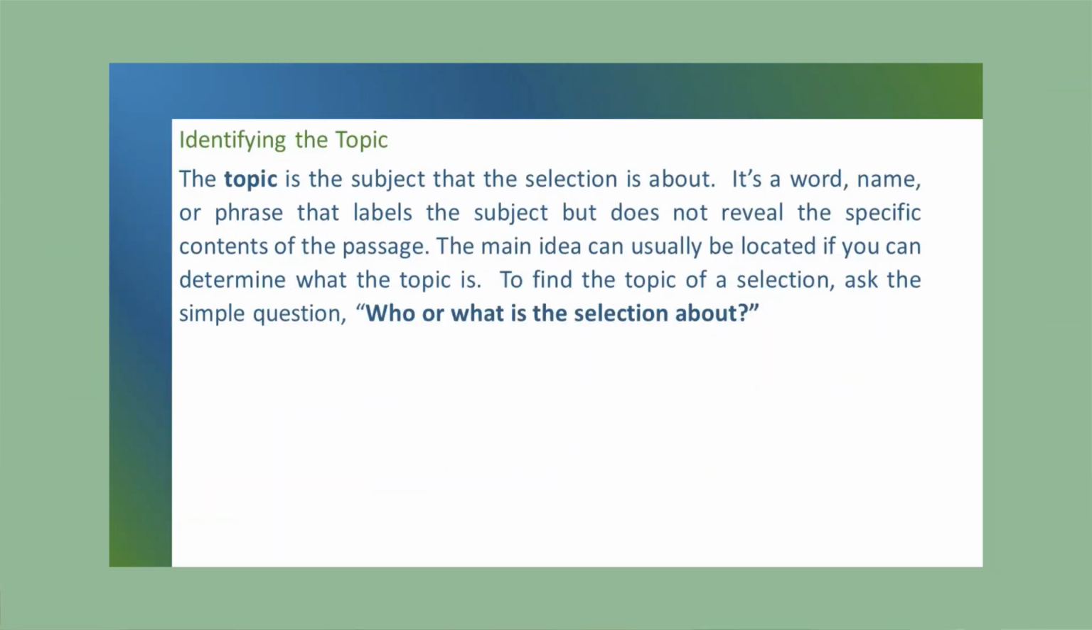The first skill you're probably going to want to know about is identifying topic. The topic is the subject of whatever you're reading about. It's going to be a word or it might be a phrase that gives you an idea of what it's about. The main idea can usually be located if you determine what the topic is, so finding topic is important. To find the topic of a selection, ask the simple question: who or what is the selection about? Are there any words that keep getting repeated?